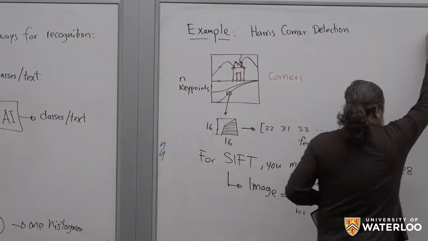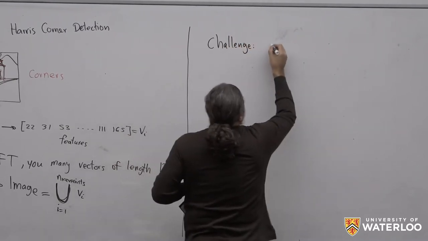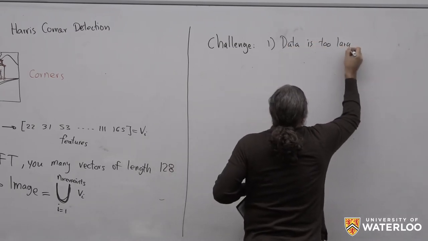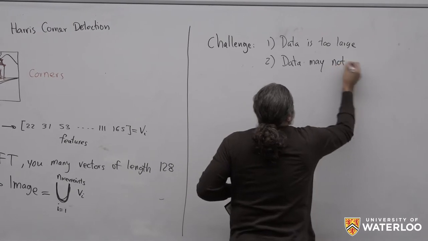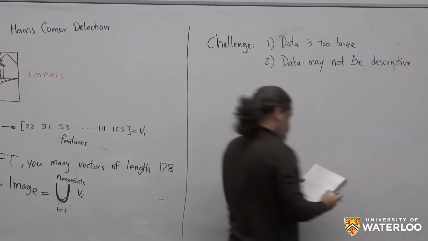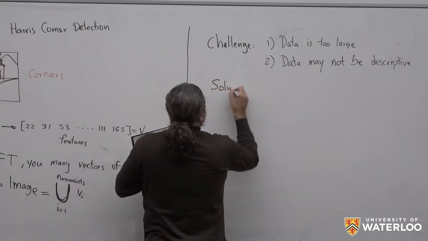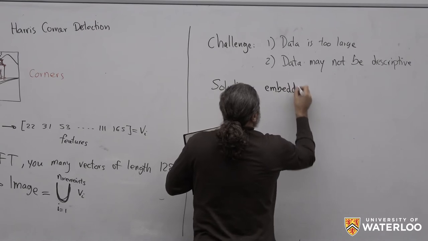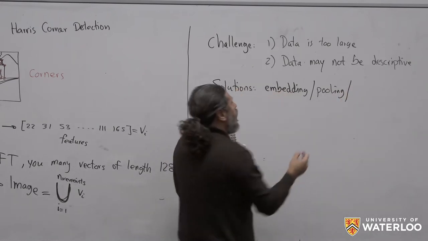So the problem is this. The challenge is, first, data is too large. And second, data may not be descriptive enough. So, solution or solutions, well, we could use embedding, we could use pooling, which is a type of embedding, or we could use encoding.